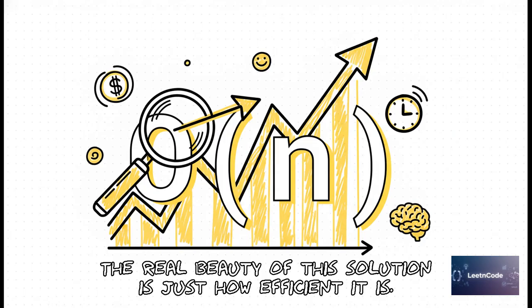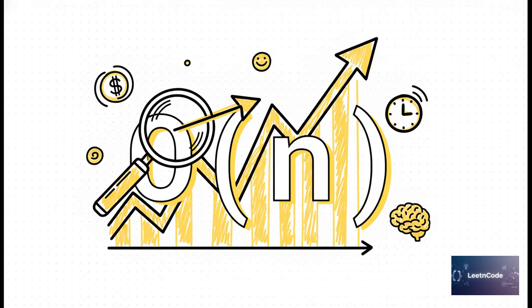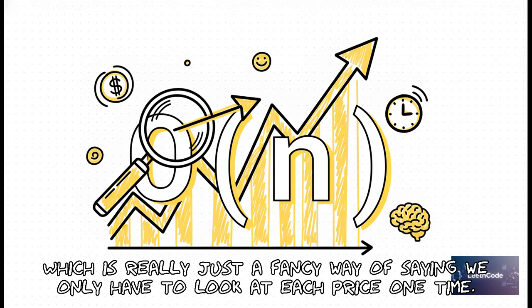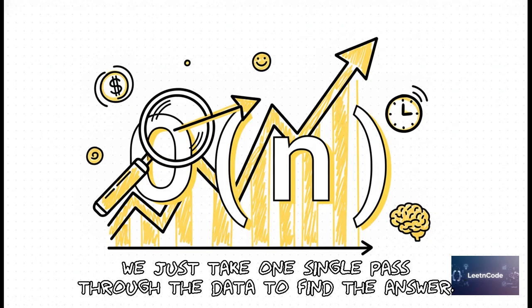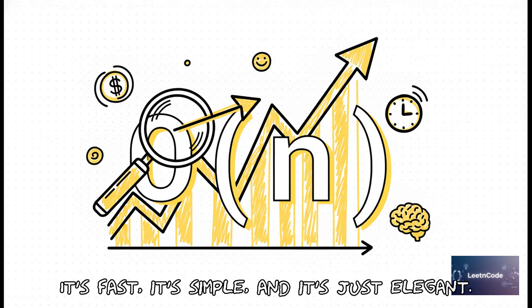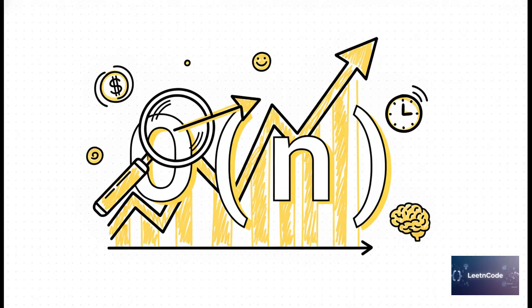The real beauty of this solution is just how efficient it is, what we call an O(n) algorithm, which is really just a fancy way of saying we only have to look at each price one time. Whether we have 6 prices or 6 million, we just take one single pass through the data to find the answer. It's fast, it's simple, and it's just elegant.